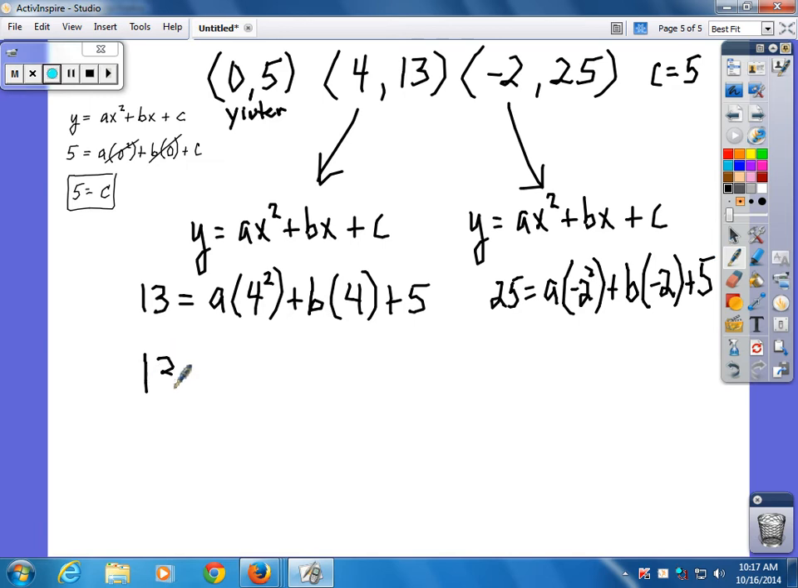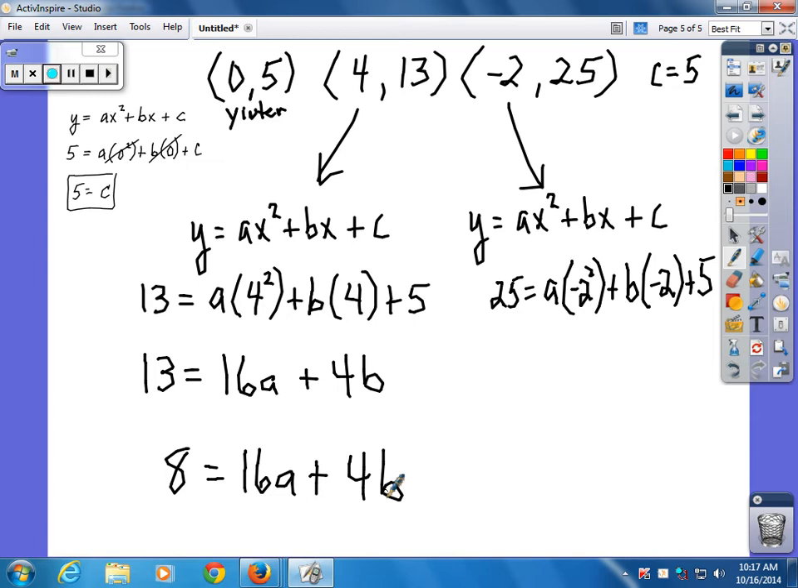13 is equal to, what is that, 16a plus 4b. And what can I do with that 5? Bring it over here. What's 13 minus 5? 8. 8 is equal to 16a plus 4b. And I'm just going to put a rectangle around that because that's as far as I can go there.